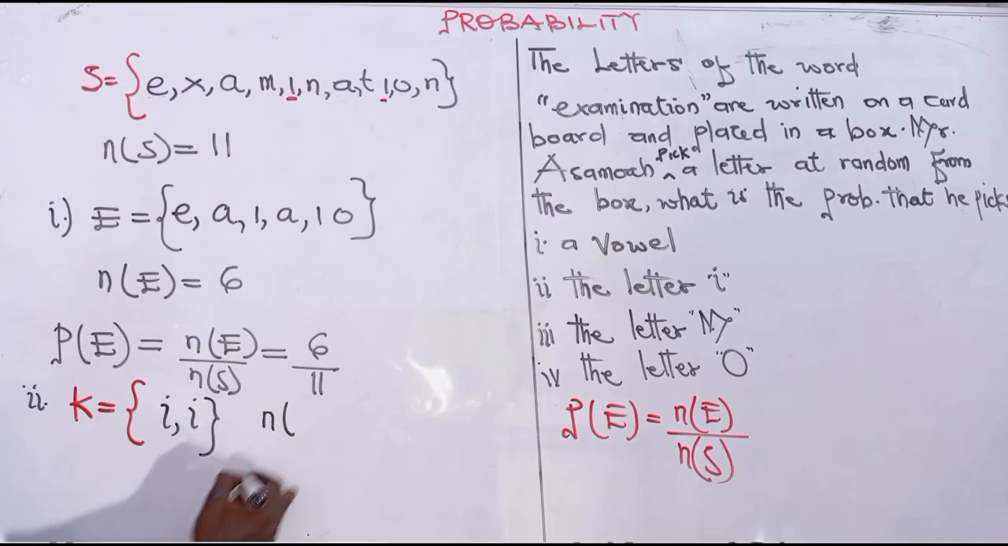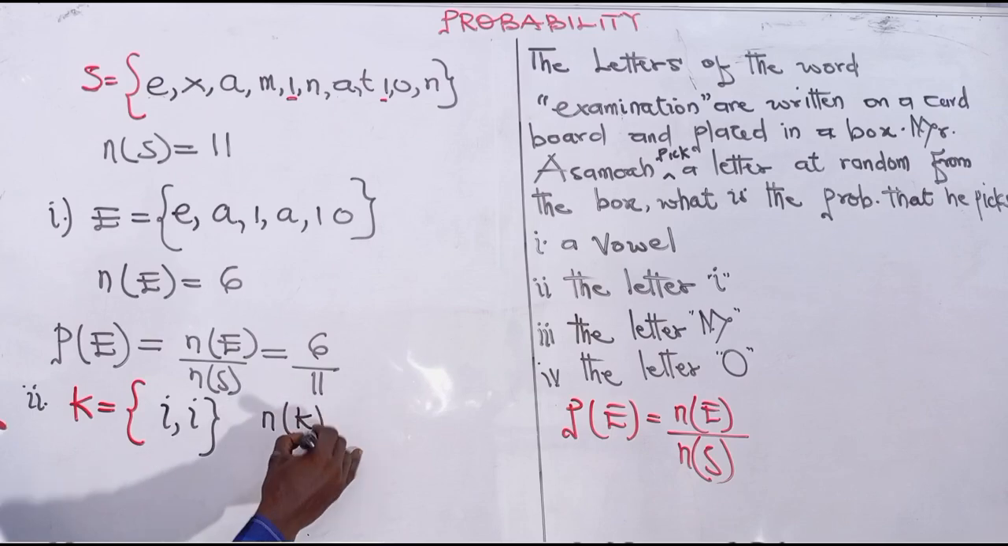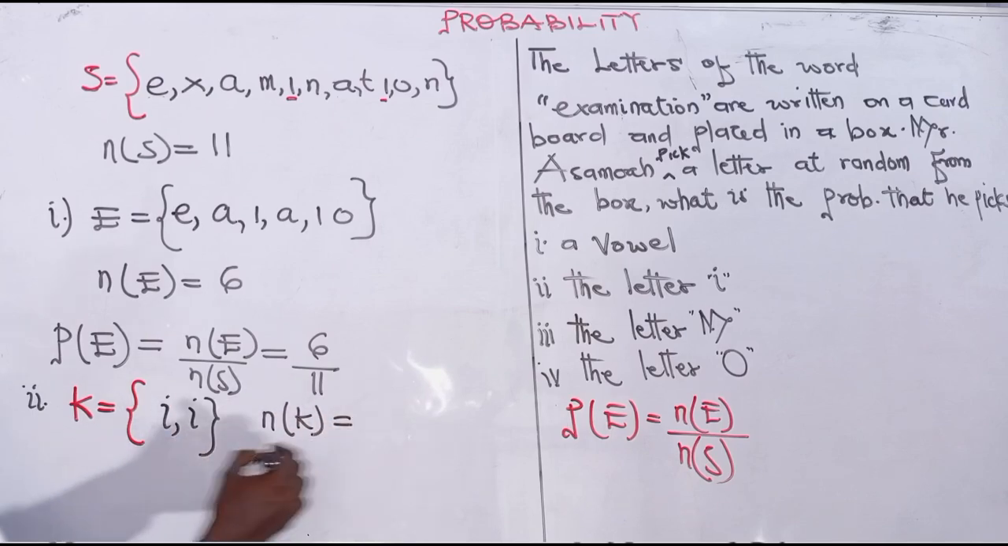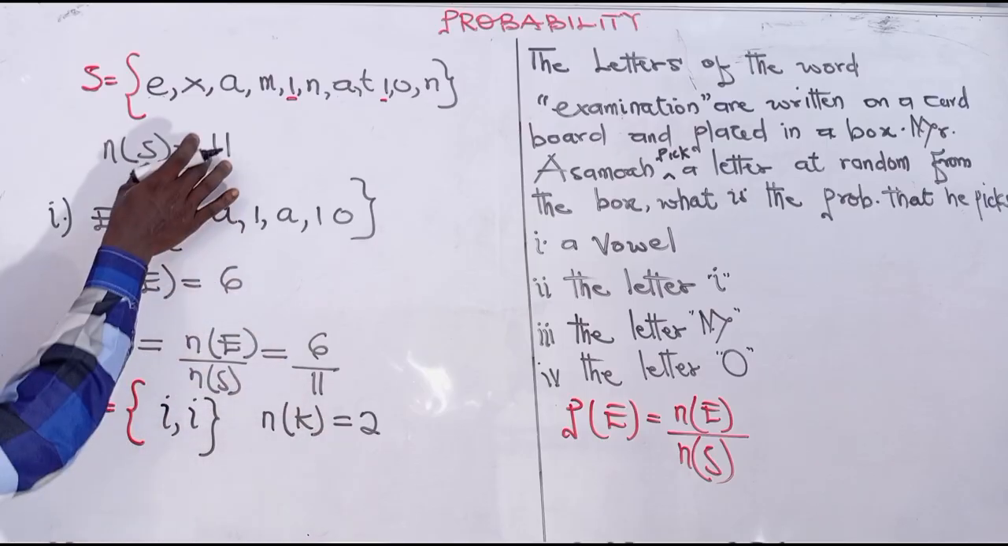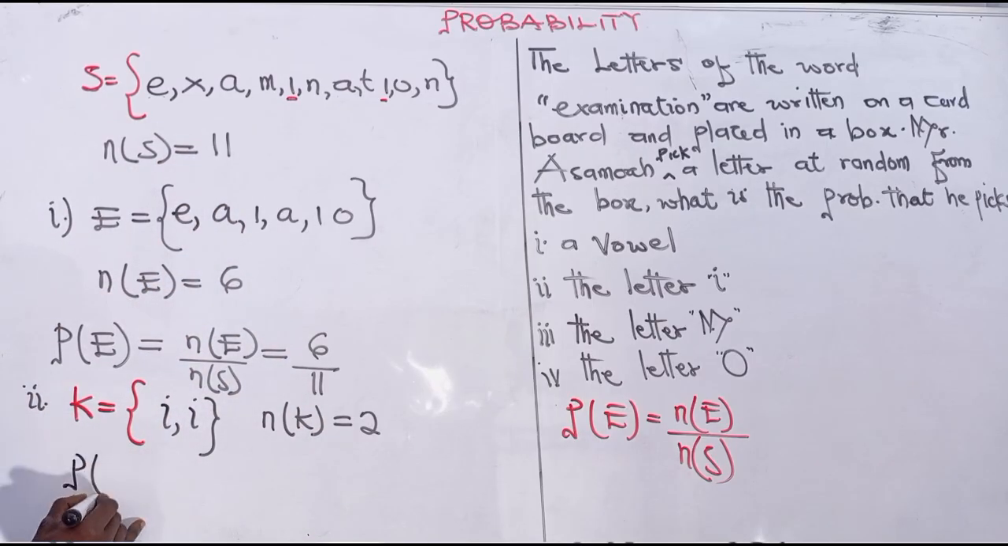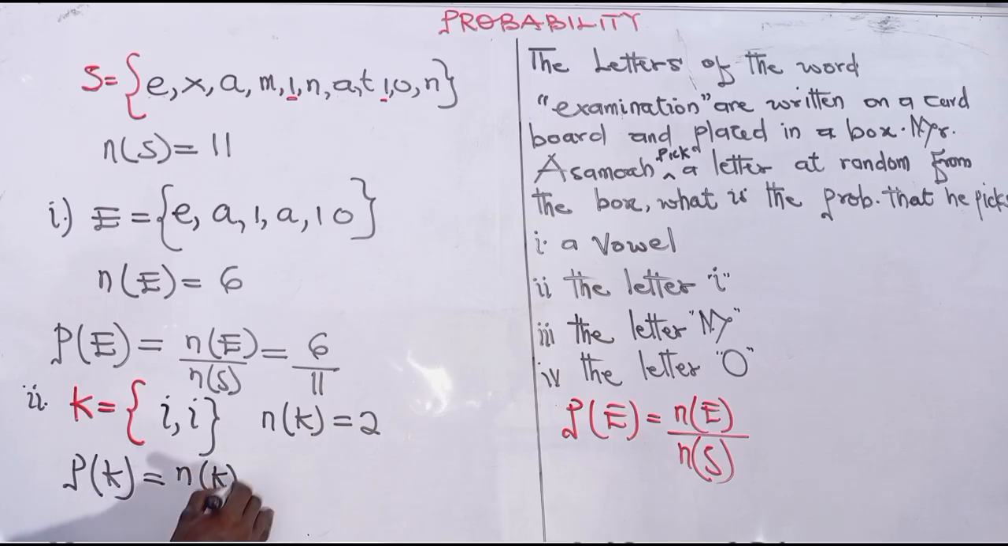We find the number of outcomes in the event. So we have 1, 2. The moment we have this and then that, we have the probability of taking a letter which is I equal to the number of outcomes in the event, which is K, all over the number of outcomes in the sample space, which is X. So we have 2 all over 11.